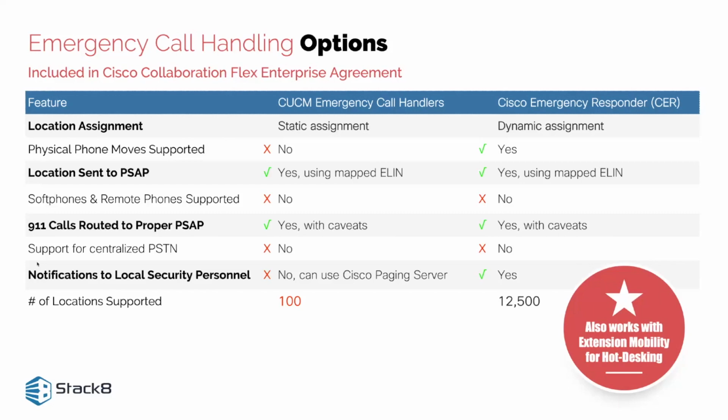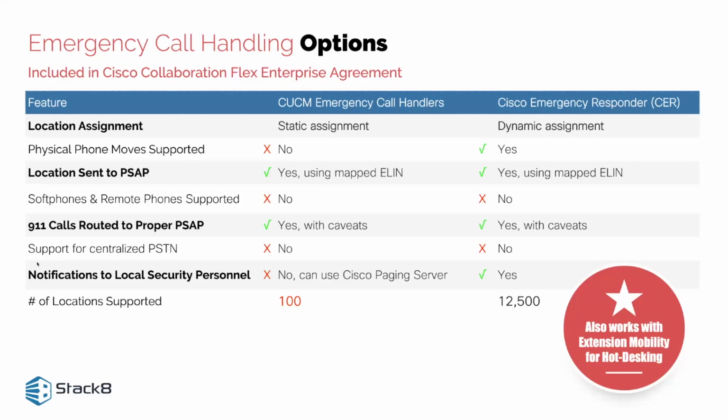If I'm using centralized PSTN, again, we have that limitation there. It's only going to be routed to the public safety answering point that's attached to the PSTN circuit, which is used to egress the call. So limited a little bit there, but fixable. The notifications are part of this. So when CER determines where you're located, the local security personnel will be able to receive either a phone call or an email of the location.